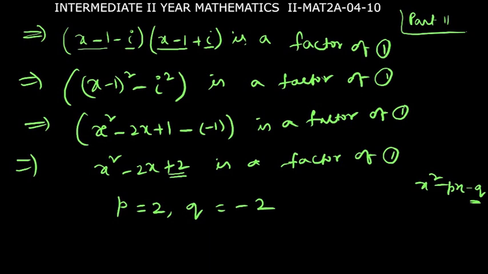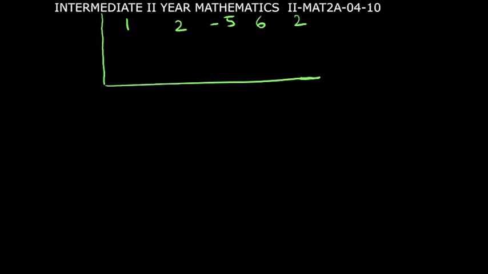Now, let us do synthetic division. Shall we go for the synthetic division, which we have learned? What are the coefficients? 1, 2, minus 5, 6 and 2. These are the coefficients of the polynomial. We are dividing it by x square minus 2x plus 2. So, we are writing 2 here and minus 2 here, p, q. We have to put a 0 here, 0 here and a 0 here.